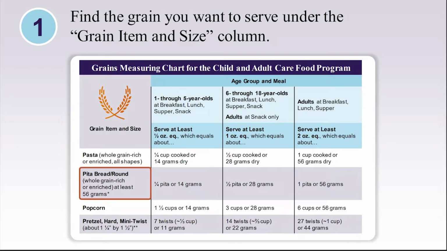So far, we talked about what you do if you have a grain that doesn't have a weight or measurement next to it, like our popcorn and oatmeal, as well as what you do if it has a measurement next to it, like the mini twist hard pretzels. Now, let's talk about what to do if you find your item in step 1 and the item has a weight next to it, like pita bread.